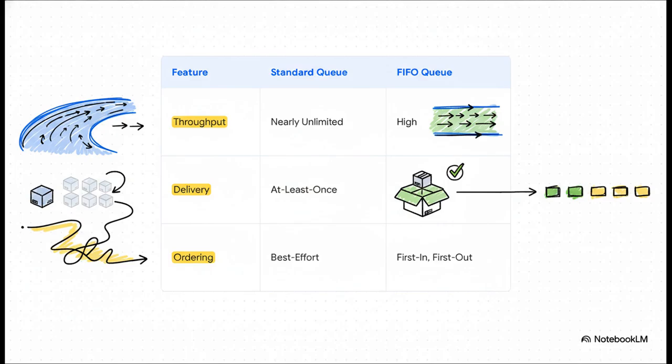All right, let's just lay it all out in a simple table. For throughput, standard is basically unlimited. For delivery, you're choosing between at least once and exactly once. And for ordering, it's that best effort versus strict first in, first out. At the end of the day, your choice comes down to one simple question. Do you need massive scale, or do you need absolute, undeniable precision?